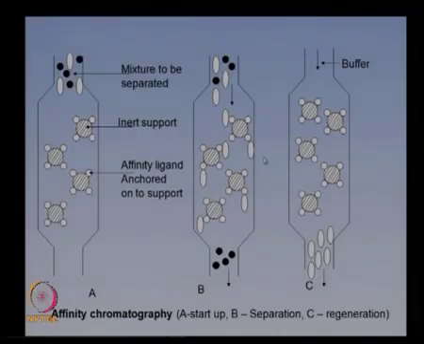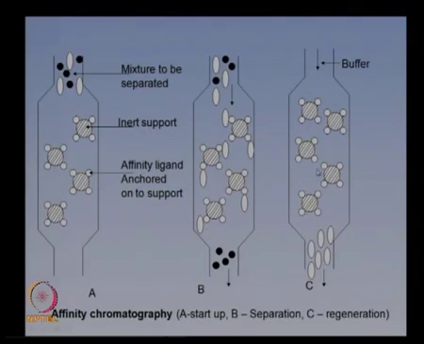So we saw this picture in the previous class as well. What you have is an inert support, and the affinity ligand is anchored to this inert support. Now imagine we have a mixture that needs to be separated. We have those molecules which are complementary to this affinity ligand and those which are not. As the mixture flows here, those molecules which are complementary to the affinity ligand get bound and the remaining molecules flow out. So we are separating those which are complementary from those which are not.